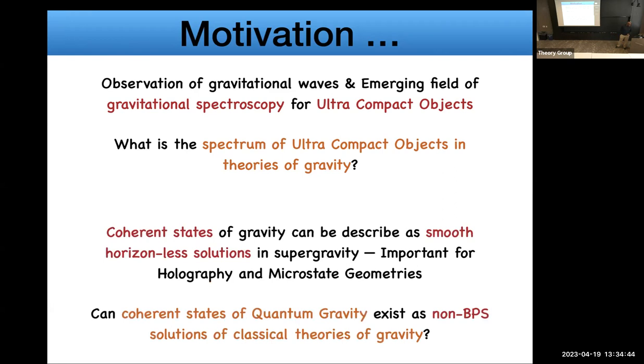On the other hand, one thing that we have understood over the years in gravity, in supergravity and string theory and so on, is that we can have coherent states which are described by smooth horizonless solutions in supergravity theories. These are particularly important in holography when we want to do precision holography. They show up a lot, and also in what's often called microstate geometry. So another question you could ask is, can you have coherent states of quantum gravity, that we are used to thinking about from strings where there is supersymmetry, exist as non-BPS objects in generic theories of gravity, which might have an implication for this broader question of trying to understand the spectrum of ultra-compact objects that could eventually show up in these new detectors.